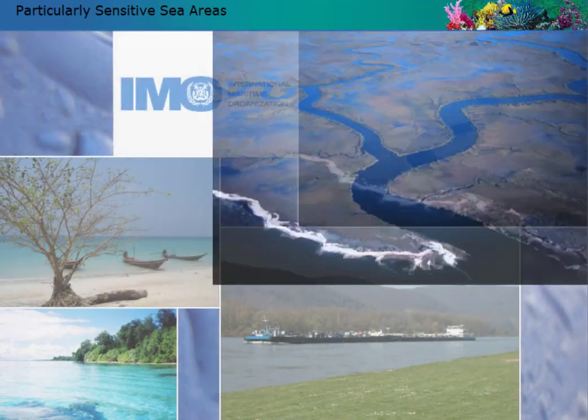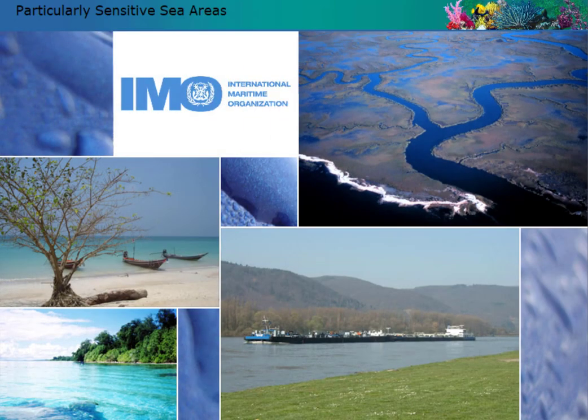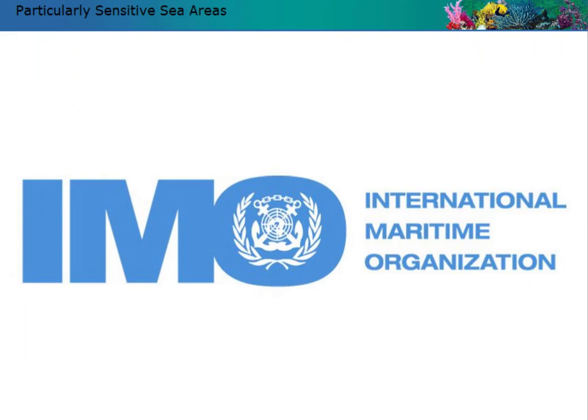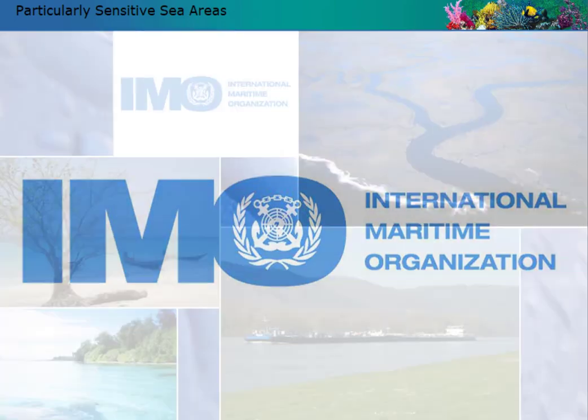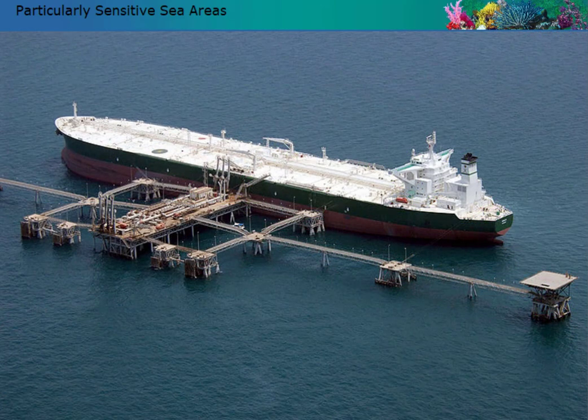A particularly sensitive sea area, PSSA, is a marine area that needs special protection because it has special values that may be vulnerable to damage by international shipping activities. PSSAs are established by the International Maritime Organization, IMO. When an area is approved as a PSSA, measures can be used to control the maritime activities in that area. Such measures can be routing measures or strict application of MARPOL discharge and equipment requirements for certain kinds of ships.